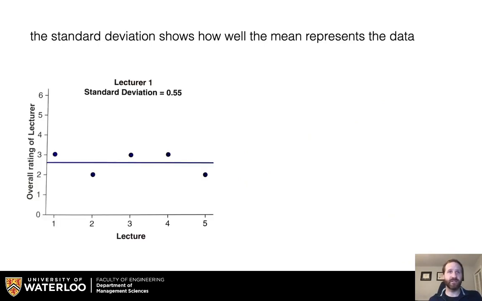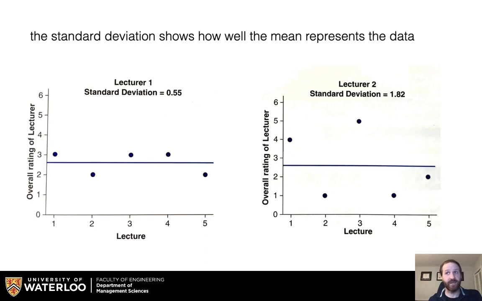So let's look at a different data set. Here we've asked about an overall lecturer rating, and we find that with lecturer 1, we have a standard deviation of 0.55. So that means that the average rating is quite consistent. The data doesn't vary very much, and the mean is a very good model of the data, or at least a better one than this, where we have a higher standard deviation of 1.82.